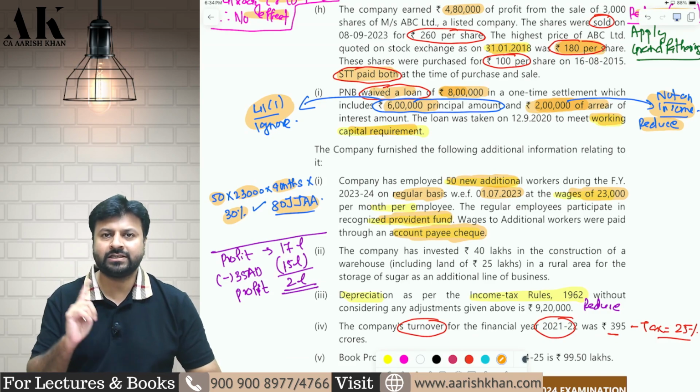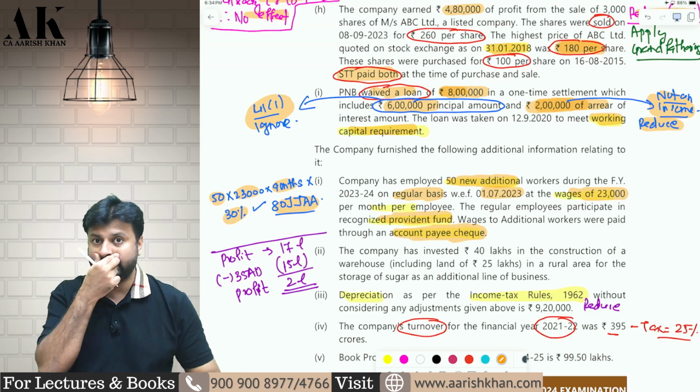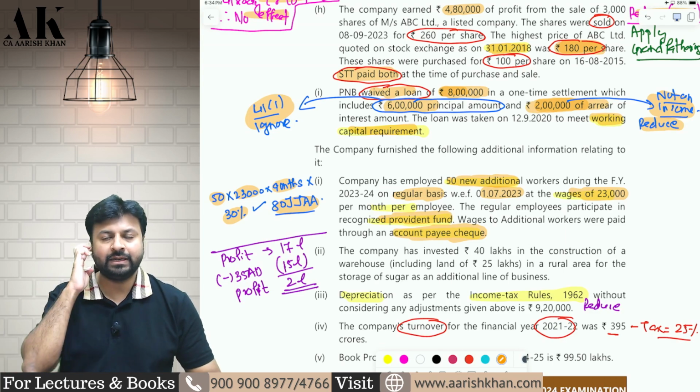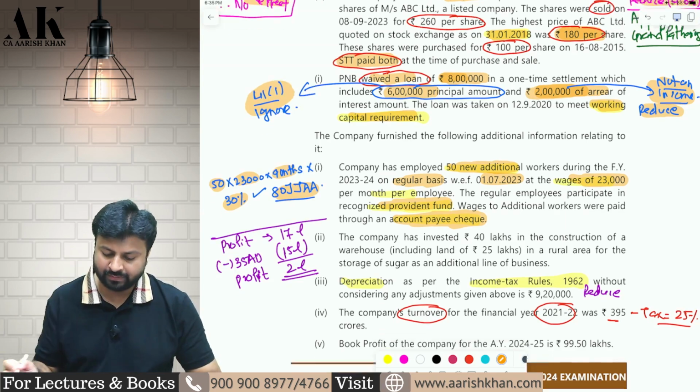Okay, now remember 80JJAA is also allowed under 115BAA. So when you compute 115BAA, even in that case 80JJAA will be allowed.